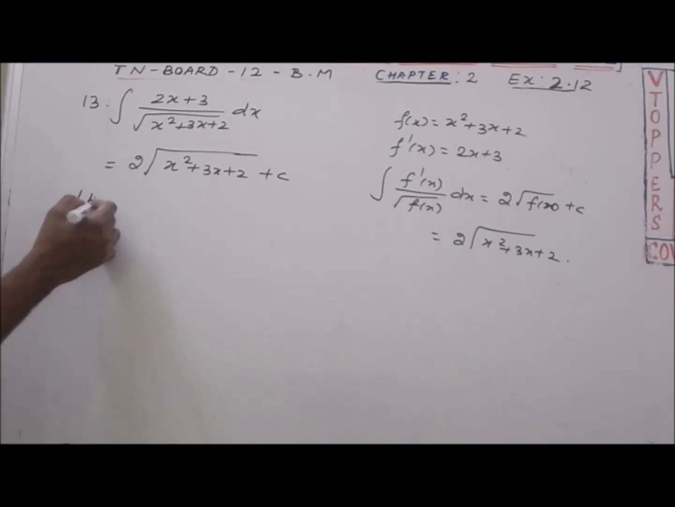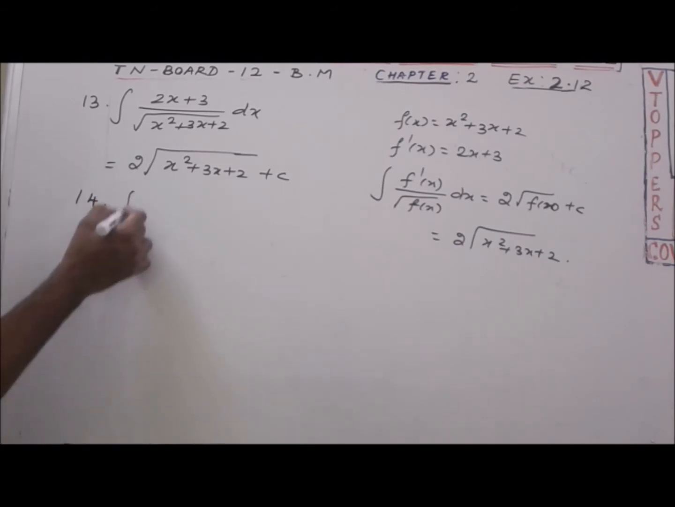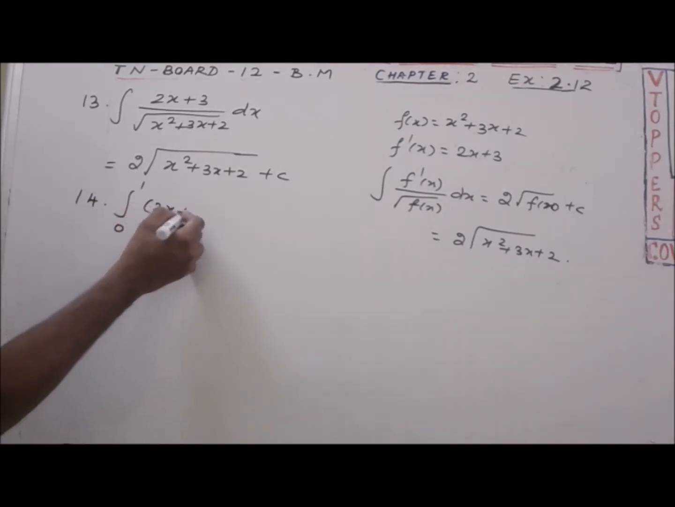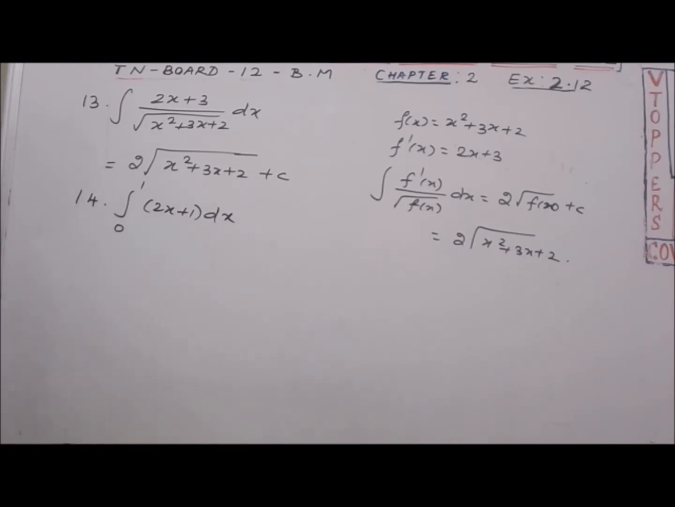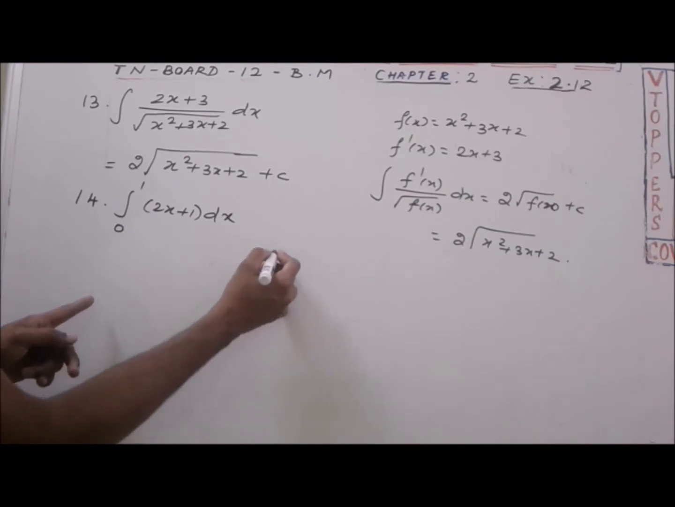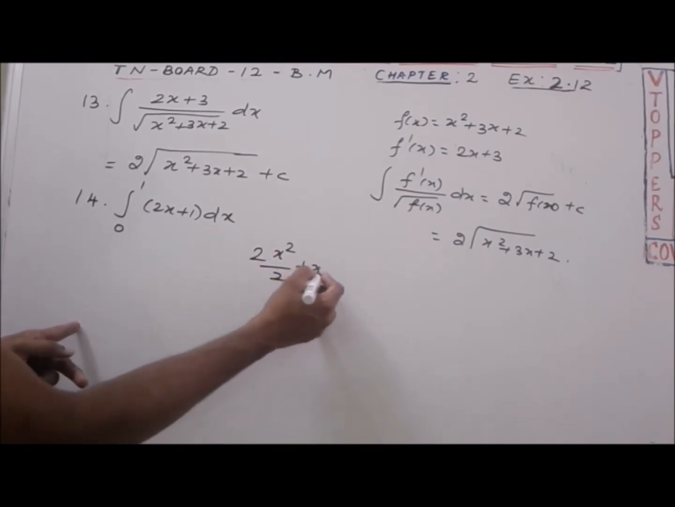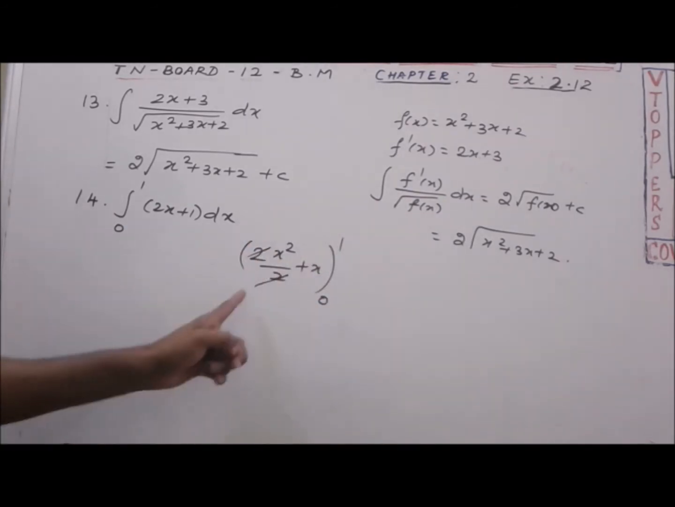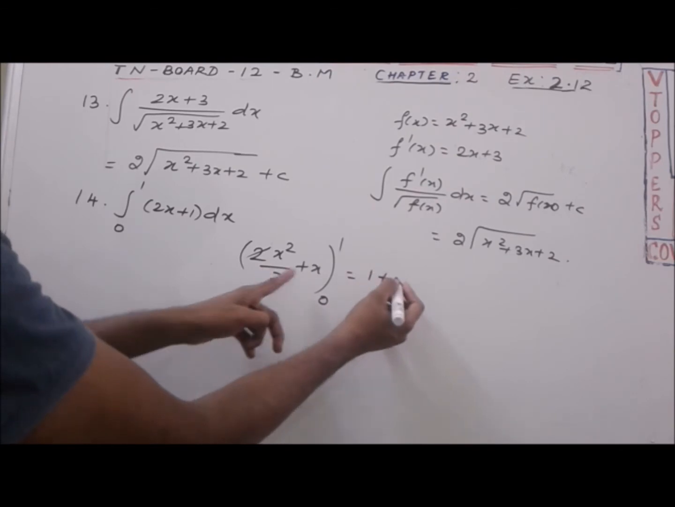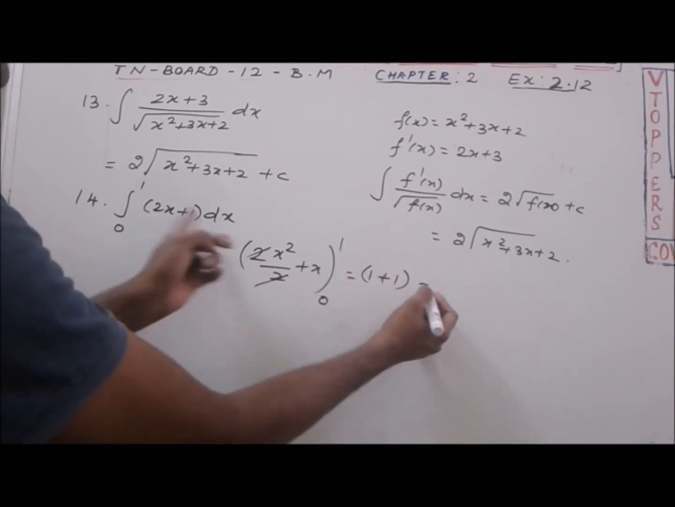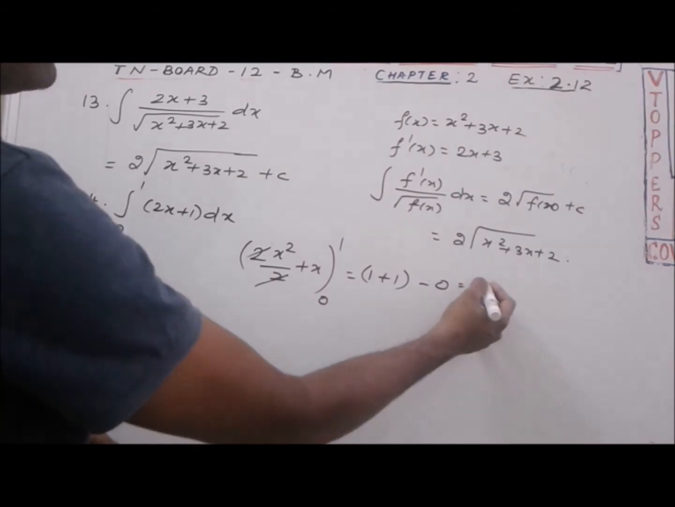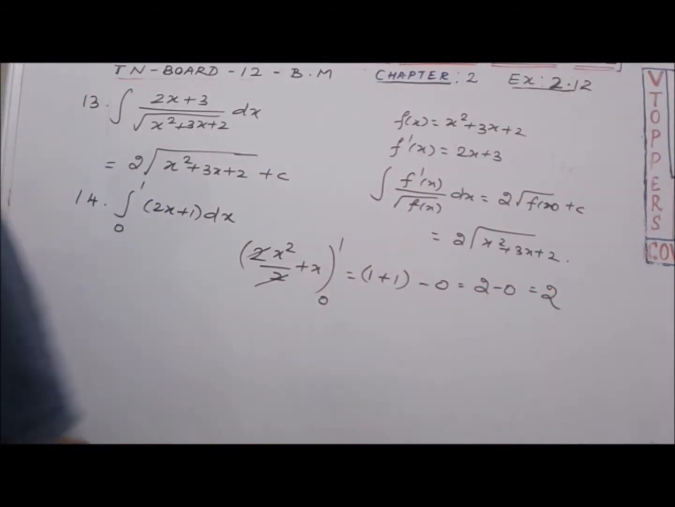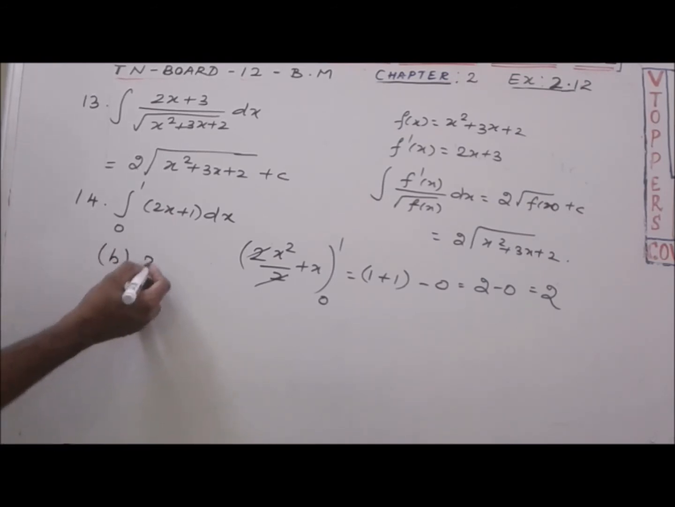Now question number 14, integral 0 to 1, 2x plus 1 into dx is given. This is simple. Integrate the function: 2 into x square by 2 plus x. Apply the lower and upper limits. Cancel the 2. Applying upper limit 1, 1 square plus 1, minus substituting 0, 0. So 2 minus 0 equal to 2. So for question number 14, the answer is option B, answer 2.